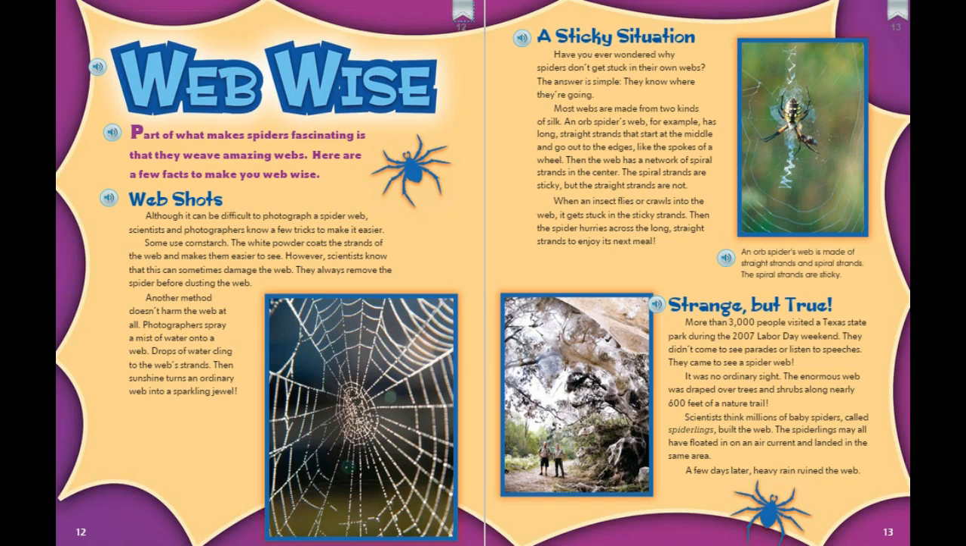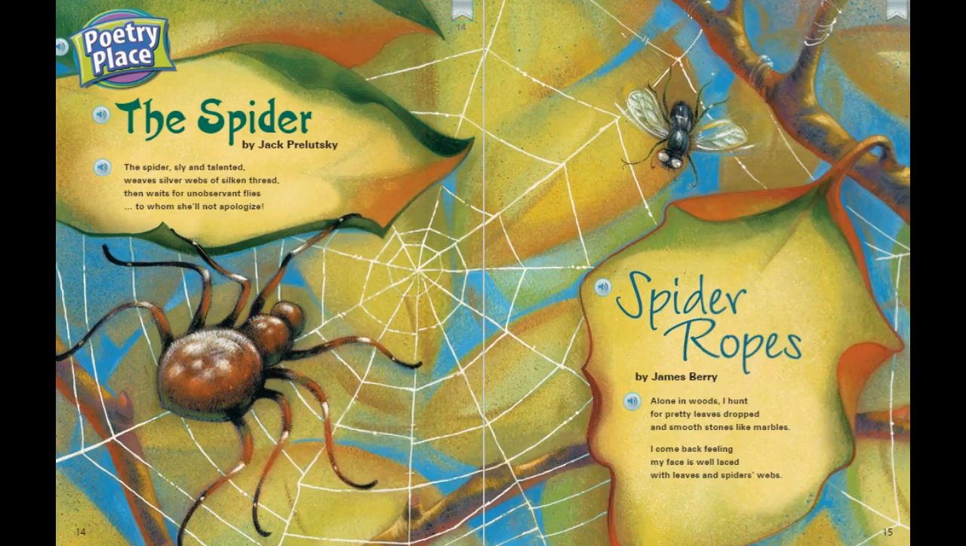Now turn the page in your magazine and let's look at the poetry. Listen as I read The Spider. The spider, sly and talented, weaves silver webs of silken thread, then waits for unobservant flies, to whom shall not apologize. This poem is only one sentence, but the punctuation indicates where to pause, how to group words, and what expression to use.